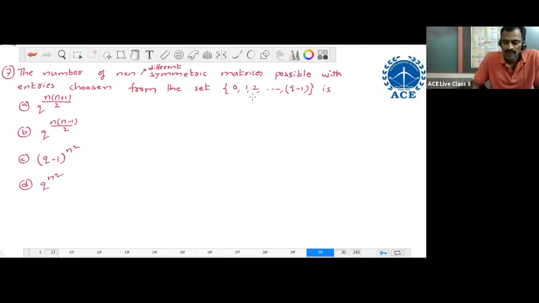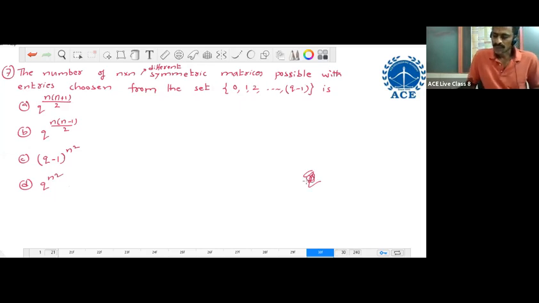It is similar to the previous problem. In the previous problem, only 2 numbers were given and the order is the same. But here we are given q numbers only. With the given q numbers, if you write different n by n symmetric matrices, then how many are possible? You can tell the answer. All are saying option A.